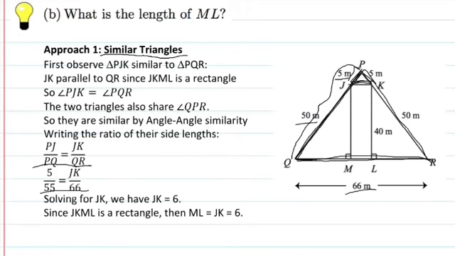First, on the left-hand side, observe that 5 over 55 can simplify to 1 over 11. So we actually have 1 over 11 equals JK over 66. Multiplying both sides by 66, we have that JK is equal to 6. Now, since JKML is a rectangle, and opposite sides of a rectangle are equal, ML must equal JK and also be 6.